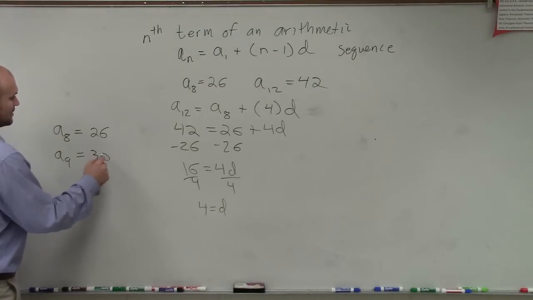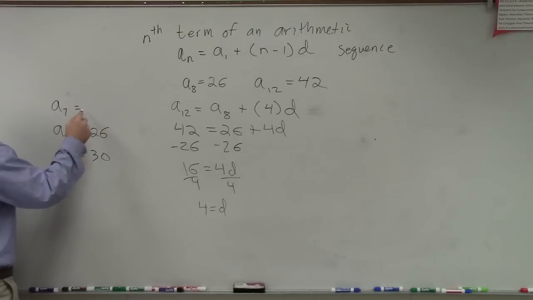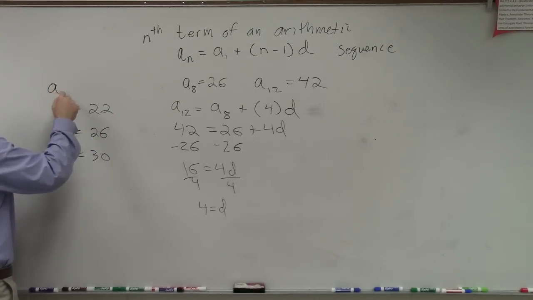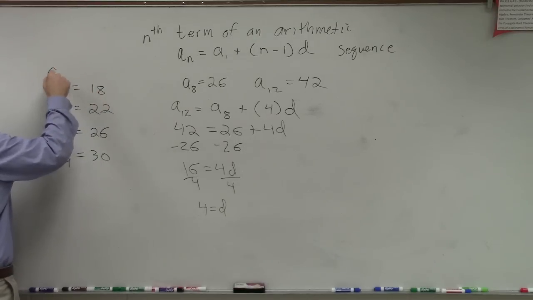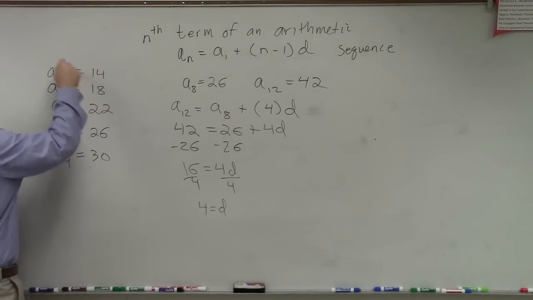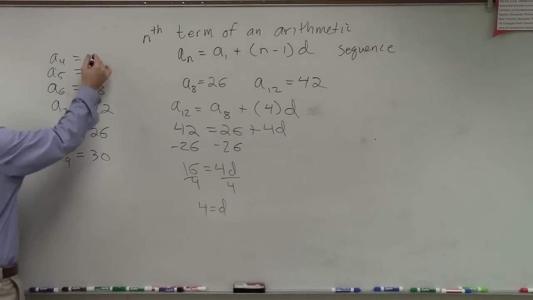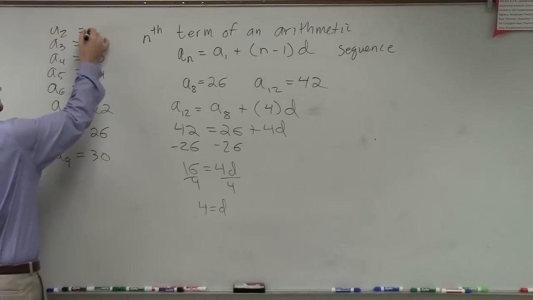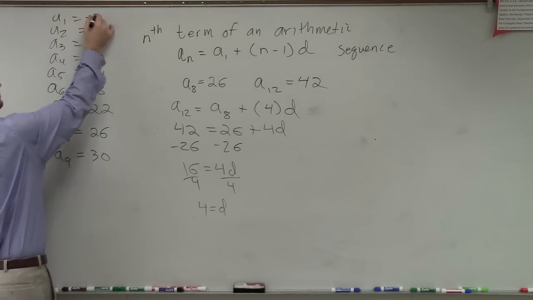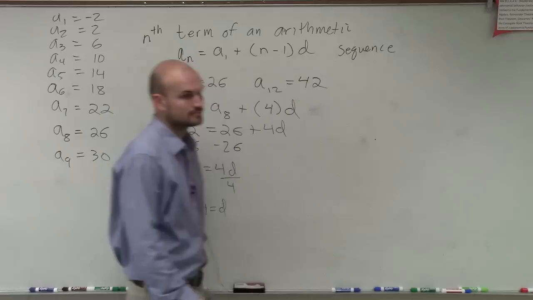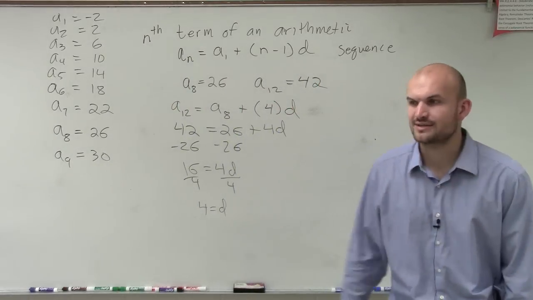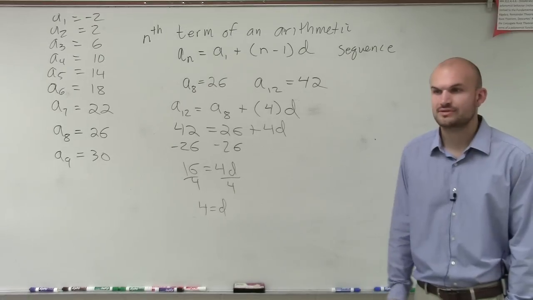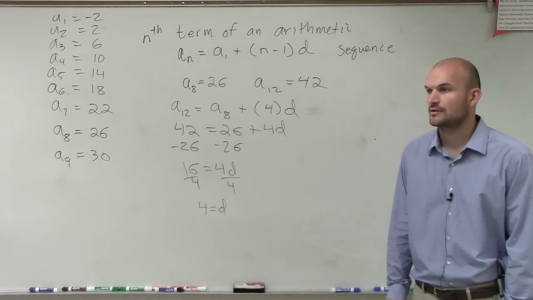30. So therefore, a of 7 has to be 22. A of 6 equals 18. A of 5 equals 14. A of 4 equals 10. A of 3 equals 6, a of 2 equals 2, and a of 1 equals negative 2. All right? So there's a very common, easy way that you can go ahead and find the terms that you're looking for.